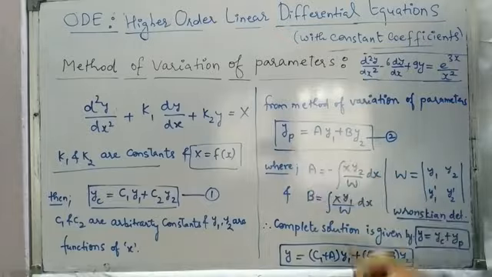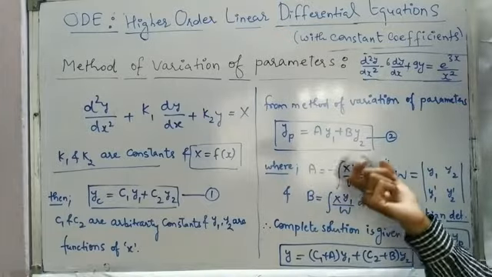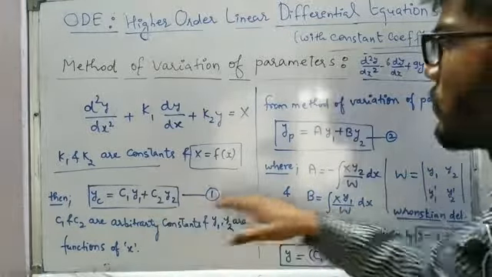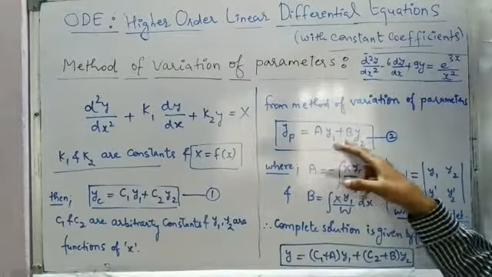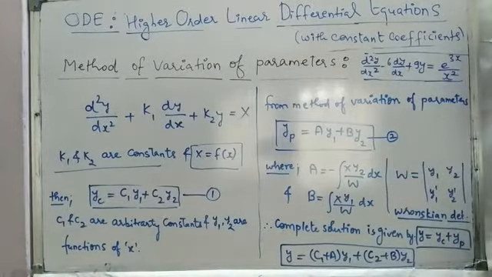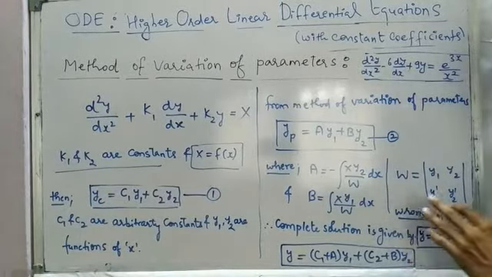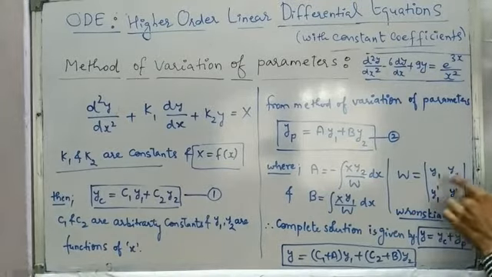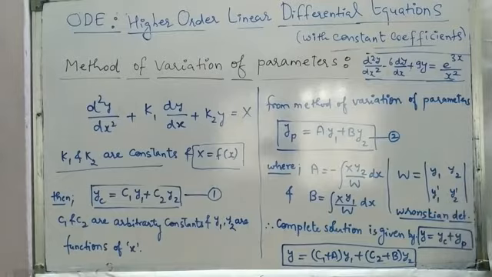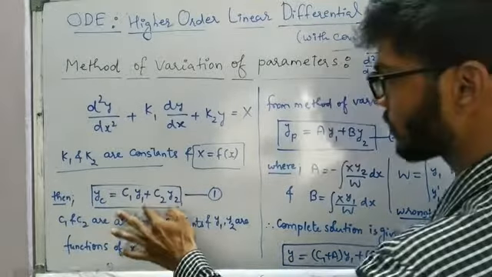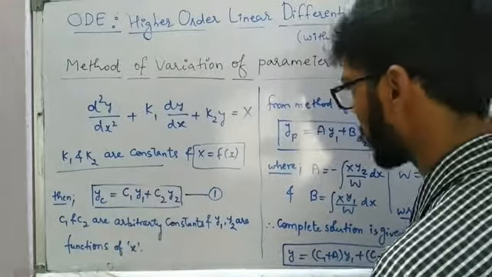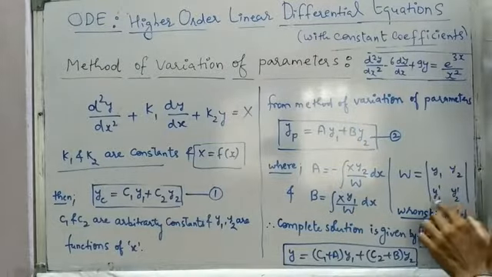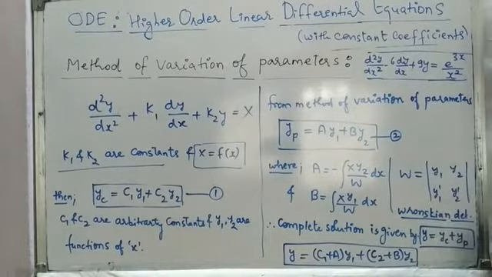So the particular integral we can write as A y1 plus B y2. These y1 and y2 are going to be the same, only these A and B we will have to calculate. For that we'll have to first make the Wronskian determinant, that is nothing but the determinant of y1, y2 and y1 dash, y2 dash. So those y1 and y2 we are getting in the complementary function, we'll have to take them as they are, and in the second row we have to differentiate them once.